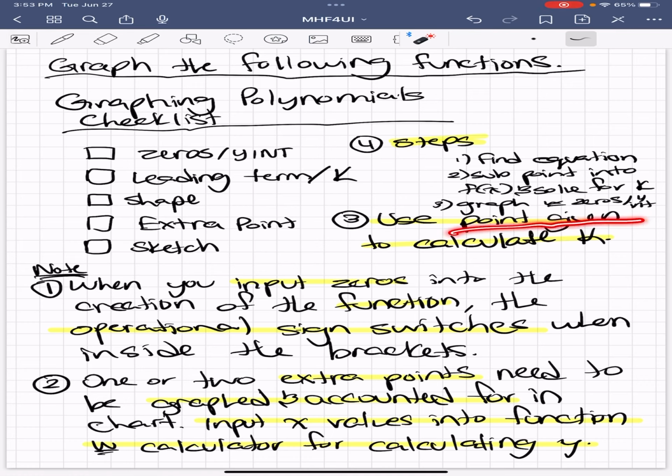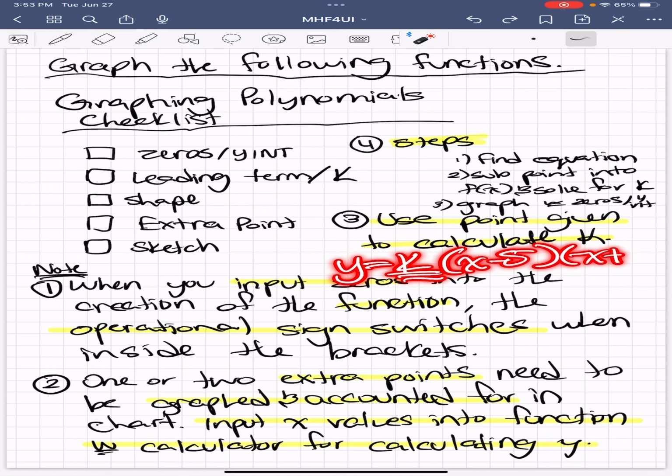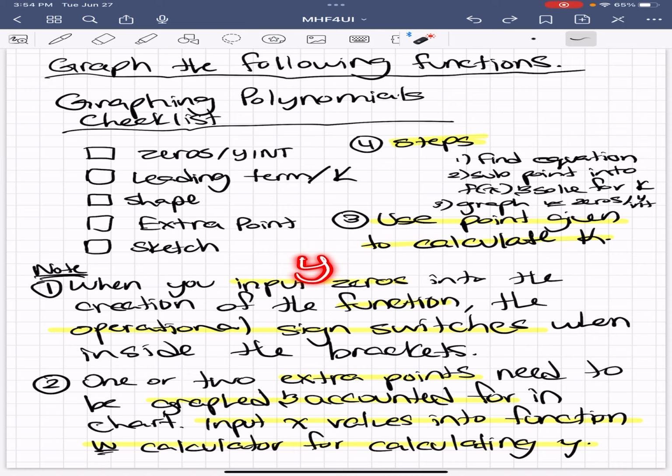You use the point given to calculate k. K is the coefficient, or leading coefficient, in front of your function. So it's like y equals k, x minus 5, x plus 5. And we use the point given. For the x values, we input it for the x values and your y value.